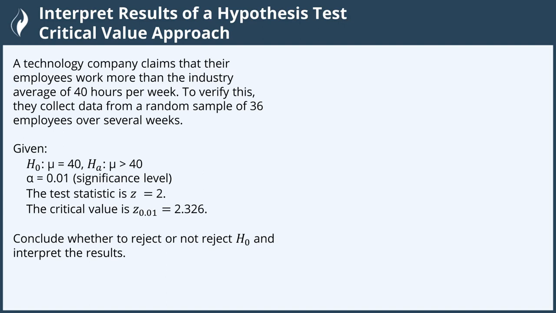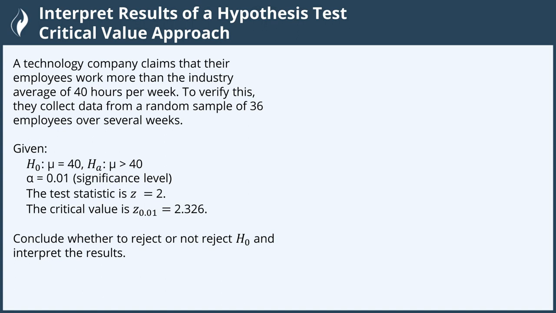Hi everyone! In this video, we will interpret results of a hypothesis test using the critical value approach. A technology company claims that their employees work more than the industry average of 40 hours per week. To verify this, they collect data from a random sample of 36 employees over several weeks.